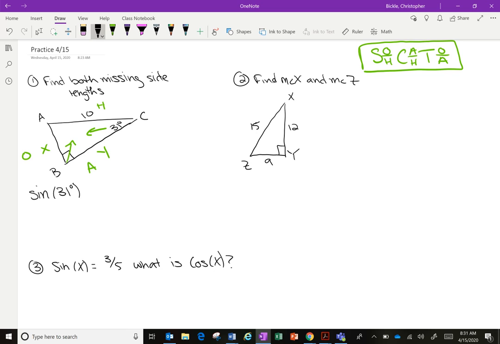Remember, the sine of 31 degrees is the ratio of the opposite side over the hypotenuse. That's going to be equal to, and on the other side, we set the ratio up. So the opposite side is X. The hypotenuse is 10.